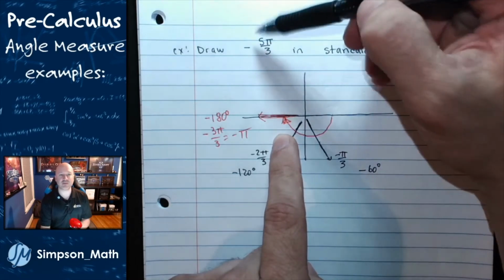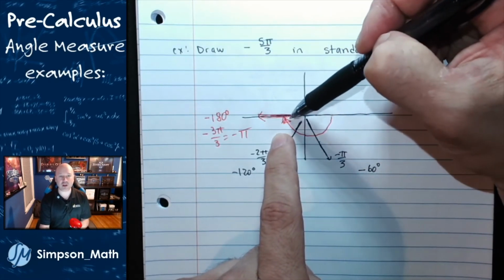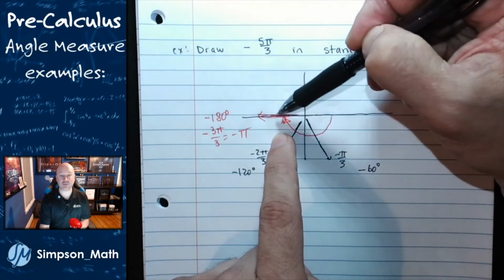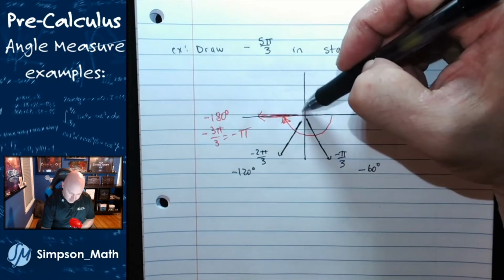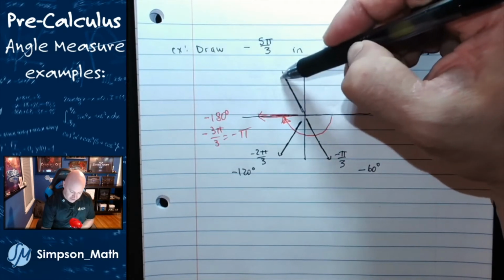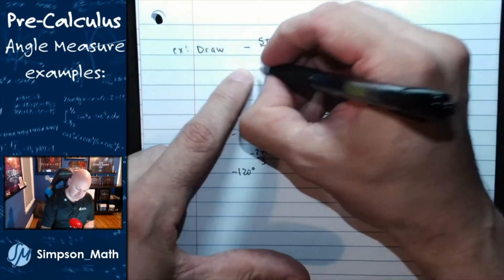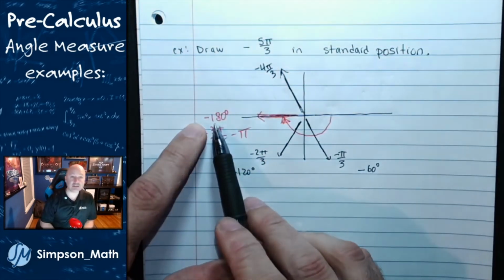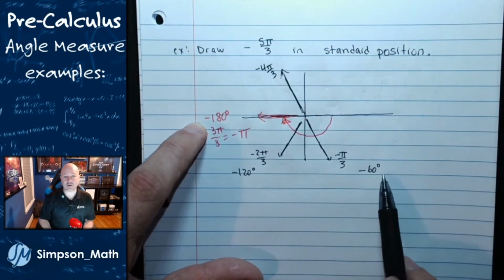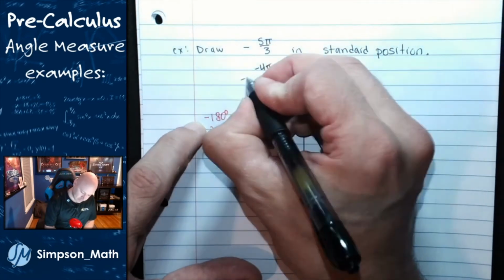If you converted this first to degrees to get negative 300 degrees, then you know that 180 degrees is equivalent to 1 pi. I'm just going to continue. I'm going to do another 60 degrees, or another pi thirds. So negative 1, negative 2, negative 3. This is negative 4 pi thirds. In degrees, negative 180, and another 60 into the hole, that's negative 240.